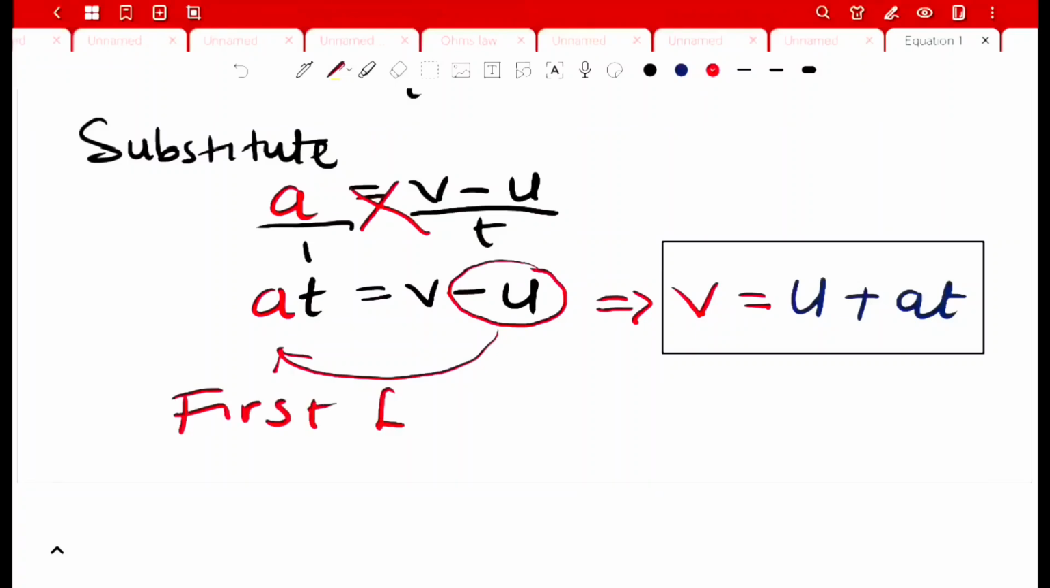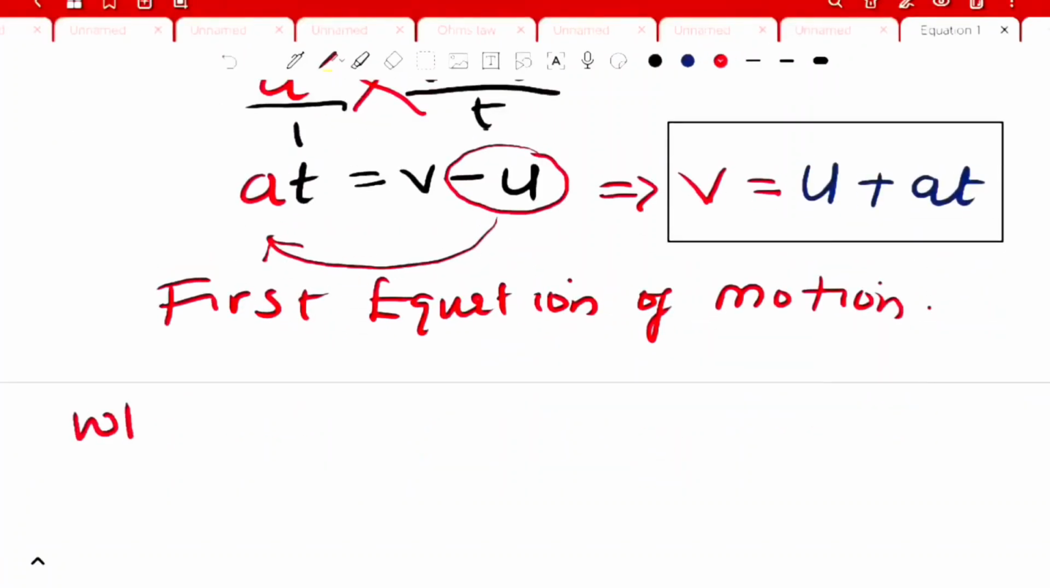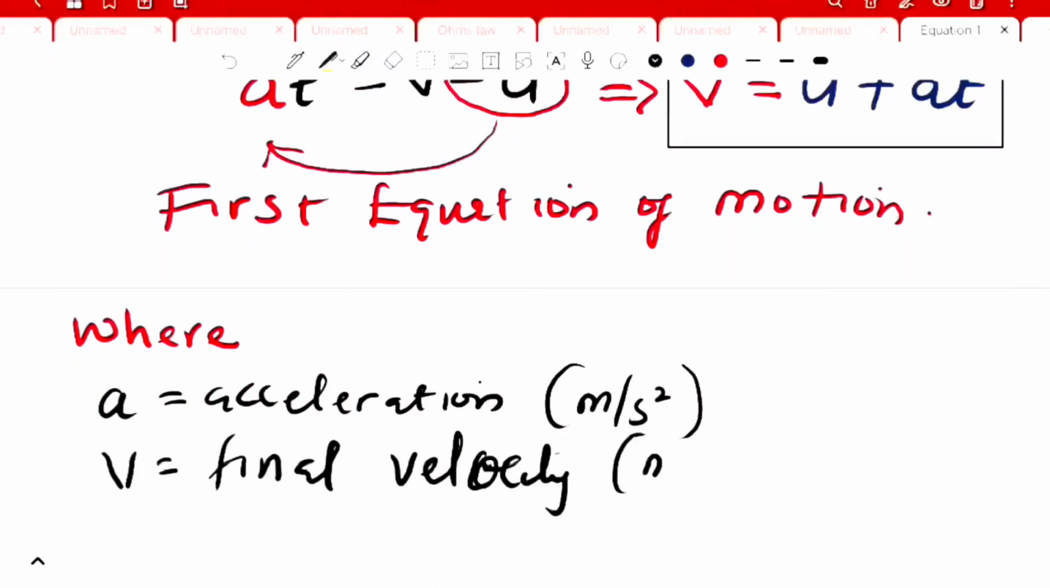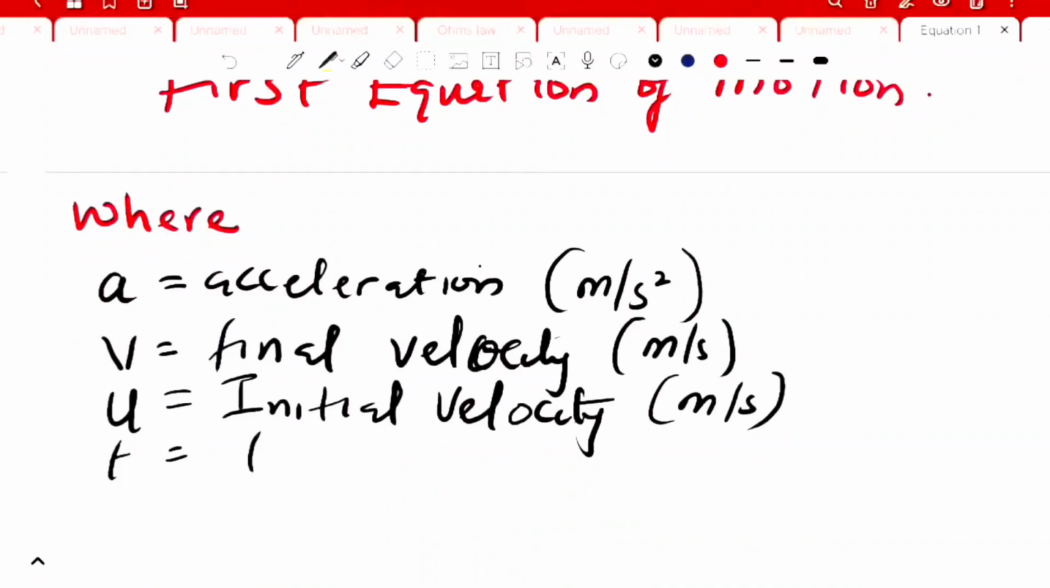All right? Then recall that each of these parameters has its own meaning. The v there means final velocity. So let me write it quickly. Where a equals acceleration, and it is measured in meters per second squared. Then v equals final velocity, which is measured in meters per second. Then u equals initial velocity, which is measured in meters per second. And then t equals time, which is measured in seconds. I hope this is clear.